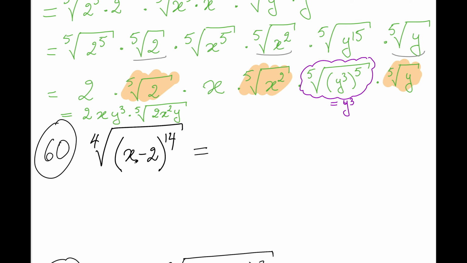The fourth root of (x minus 2) to the power 14. Well, that's the fourth root of x minus 2. What's the largest multiple of 4 in the index 14? I'm still proceeding exactly the same way as we did before. The largest multiple of 4 in 14 is 12, so I can get 12 plus 2 here, right? I'm going to apply again the same process.